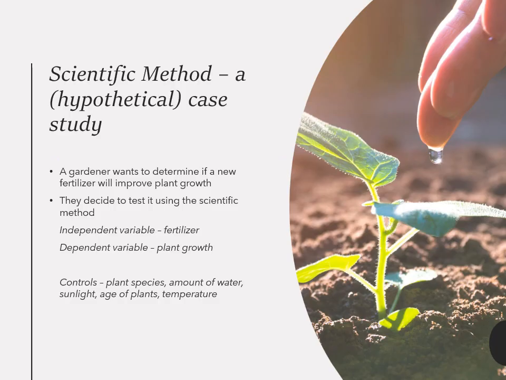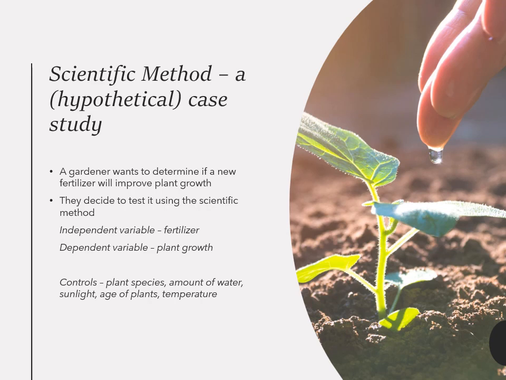Let's consider an example of how the scientific method could be used. Let's say we have a gardener, and our gardener wants to know if a new fertilizer will improve the growth of their plants. So they decide to test it out using the scientific method. The independent variable, remember the thing that we're changing, in this case, would be the presence or absence of the fertilizer. The dependent variable, the thing that we're measuring, would be the growth of the plants.